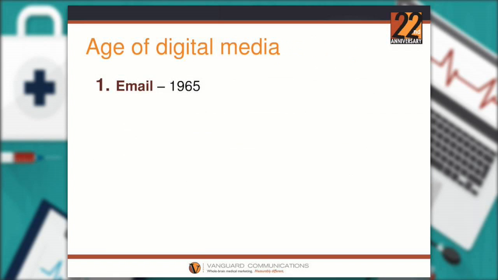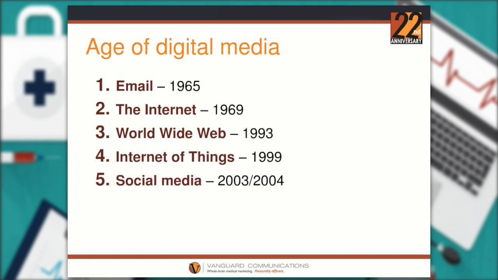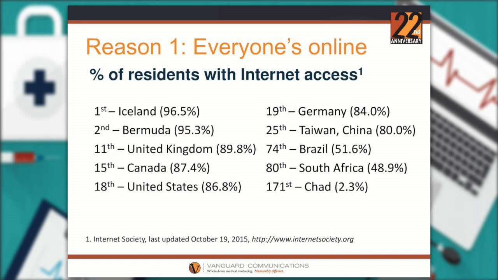It might be surprising to know that of all these media, email is actually the oldest. The internet was invented some 4 years after email was first devised in the mid-60s. And of course, the World Wide Web came along in 1993 with the invention of the Mosaic browser, the first browser. And then following that, the Internet of Things in 1999. And surprisingly, social media is really the newest of these various digital media. It's barely been around for a decade. So that gives you some perspective of the age of various digital media.